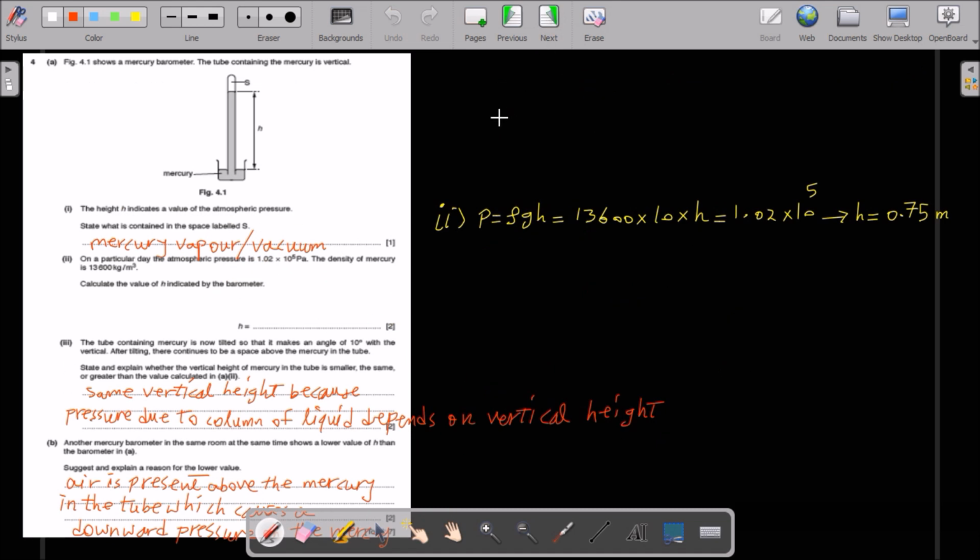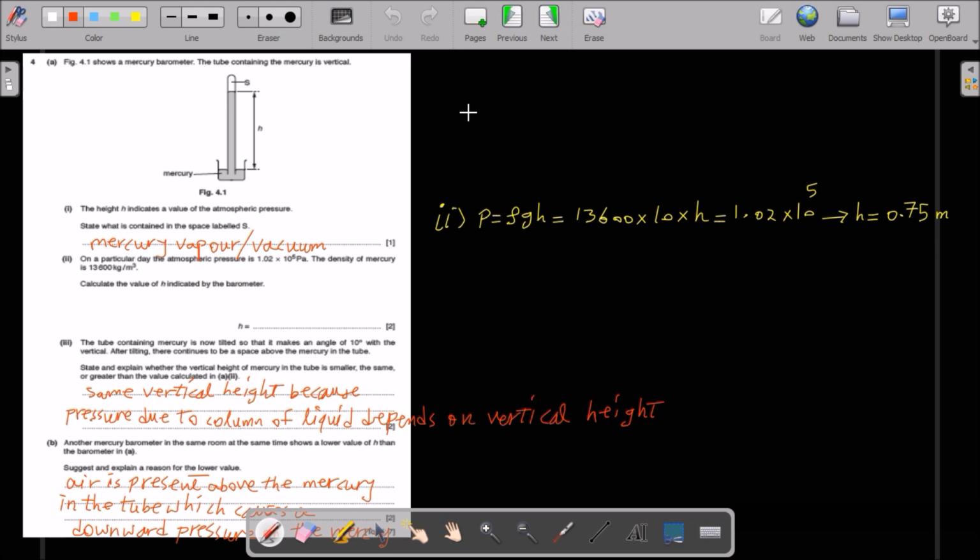Next question. Figure 4.1 shows a mercury barometer. The tube containing the mercury is vertical. The height indicates the value of the atmospheric pressure. State what is contained in the space labeled S. So it is vacuum or mercury vapor.